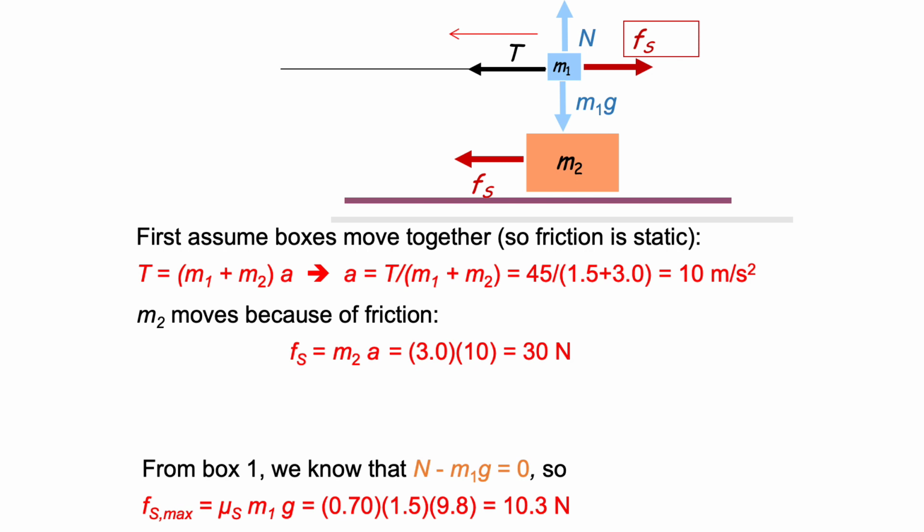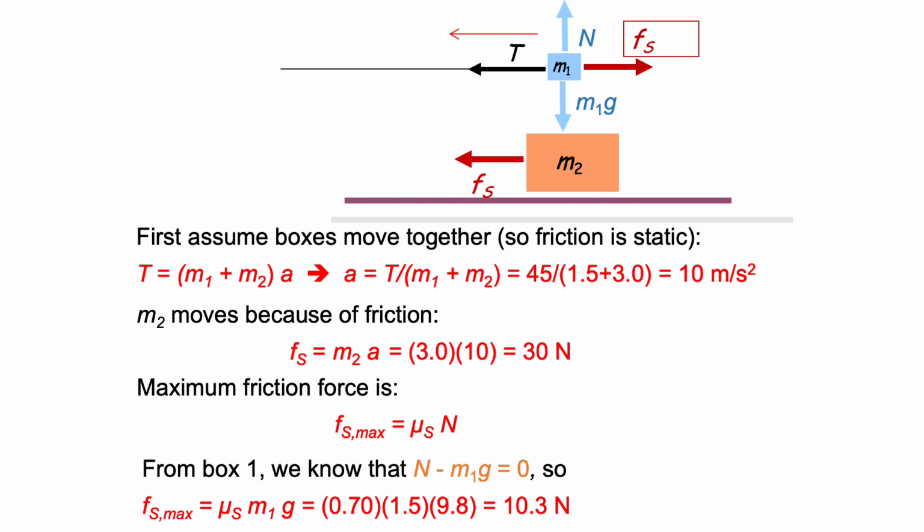Well, if the static friction holds, then we know that the ultimate force pulling on the system of two blocks is the tension, and so the tension is equal to the mass of both blocks times the acceleration that they're doing together. Therefore the acceleration of both blocks, which is the same, is equal to the tension divided by the combined masses, and that works out to be 10 meters per second squared. Now, armed with that information, we can calculate the static friction condition.